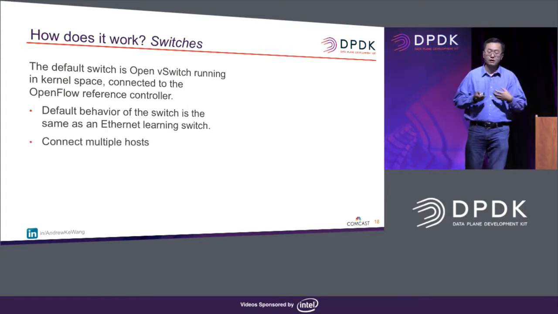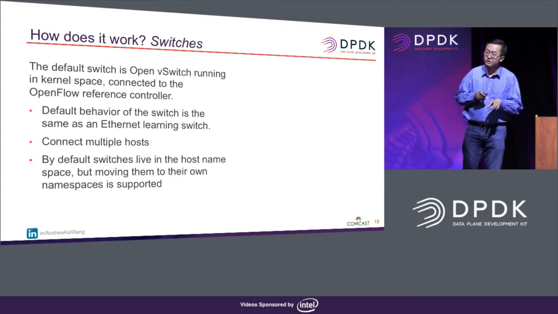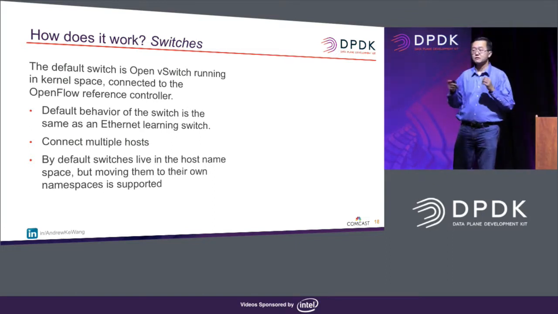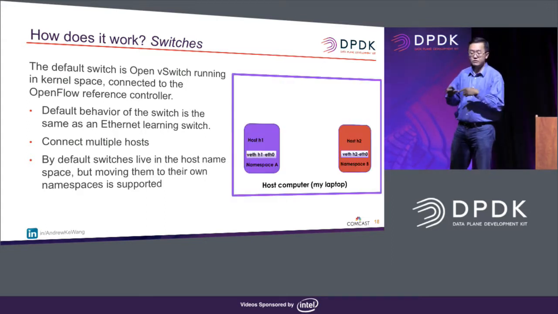You can use that to connect multiple hosts. And then, this is just some observation. By default, switches in Mininet live in the host network namespace, but you can move them to their own individual network namespaces if you need it. So, how does this look in our diagram?